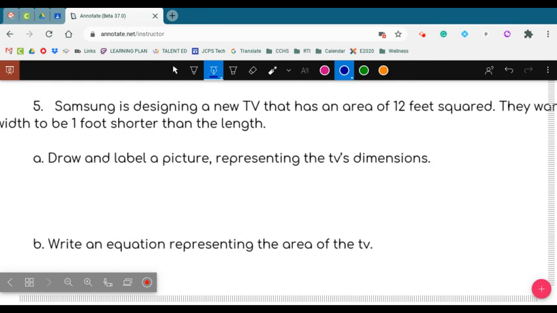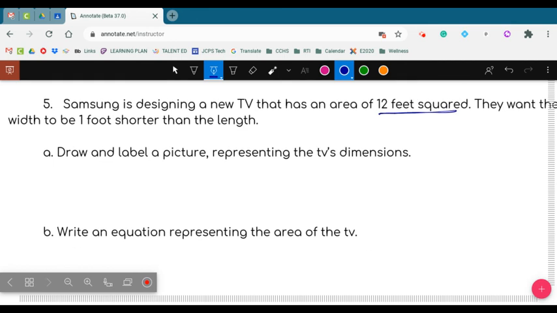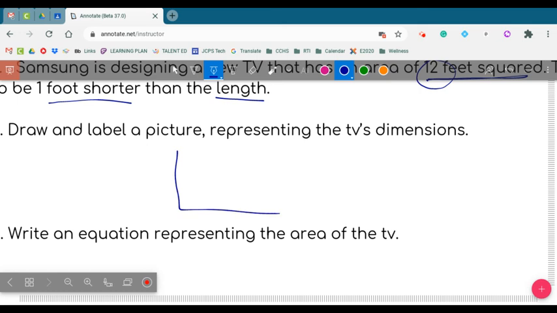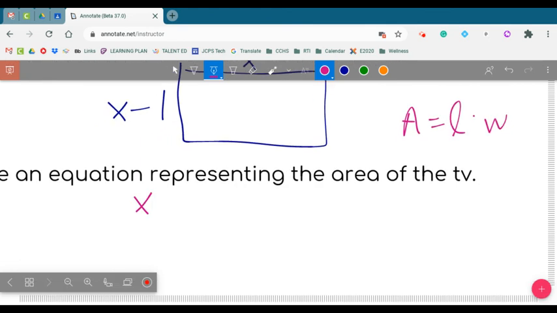So it says Samsung is designing a new TV that has an area of 12 squared feet. So that's the area. They want the width to be 1 foot shorter than the length. So we know the width is 1 foot shorter. We don't know anything about the length. So we're going to start by drawing our picture. Our length we know nothing about, and we know our width is x, our length minus 1, because it's 1 foot shorter. Then we have to find our area. To find our area, remember, area equals our length times our width. So I'm going to do x times x minus 1, and we know our area equals 12, because I gave that to us in the very beginning.